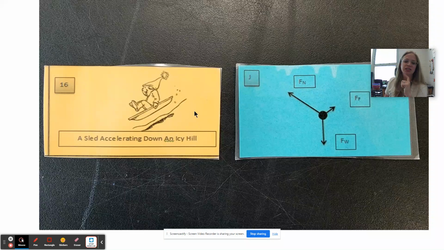And then last we have this little dude sledding down a hill. So we have gravity, you have normal force going at a right angle to the ground, and because he's on an icy hill, there's going to be a little bit of friction, just a little bit. There's no applied force because he is not actually pushing himself down the hill.